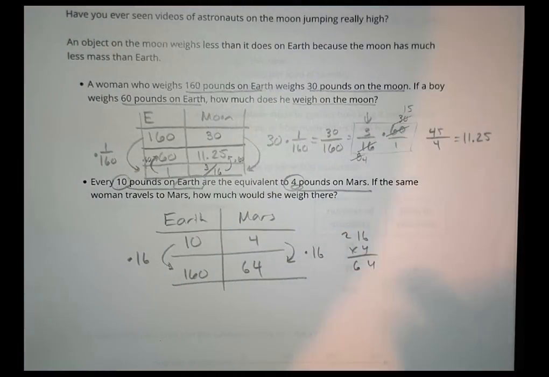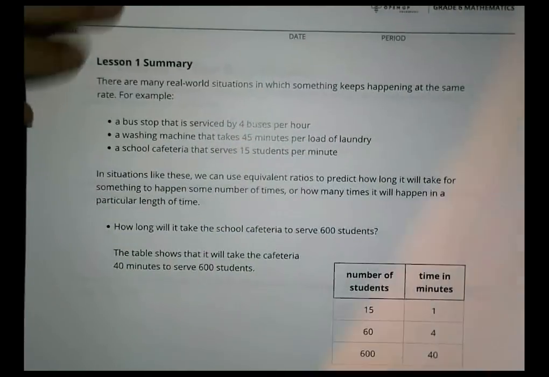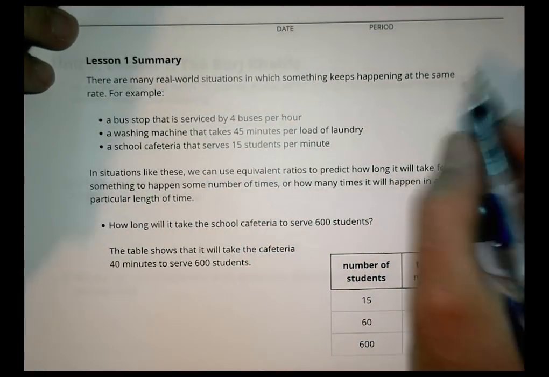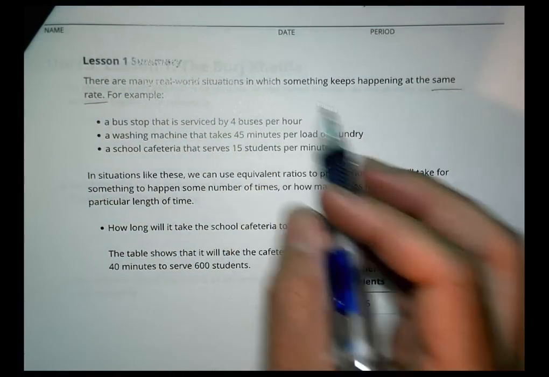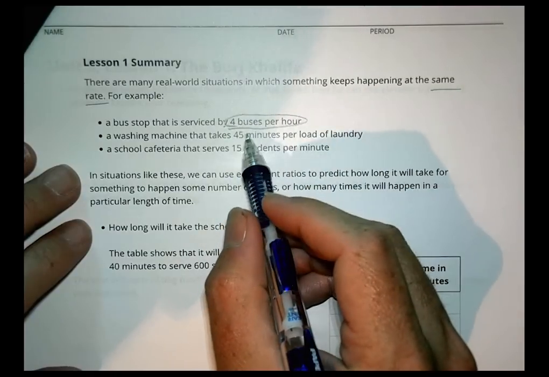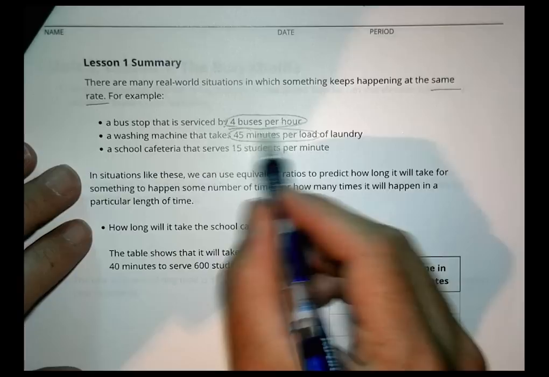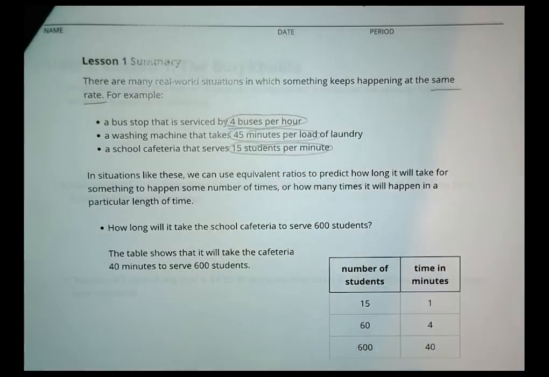Okay, so for our summary today, what we would say is that there are many real-world situations in which something keeps happening at the same rate. So a bus stop that's serviced by 4 buses per hour. A washing machine that takes 45 minutes per load of laundry. A school's cafeteria that serves 15 students per minute. So we have these rates that happen in the real world all the time.